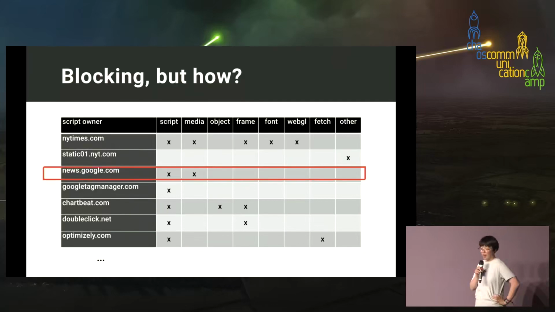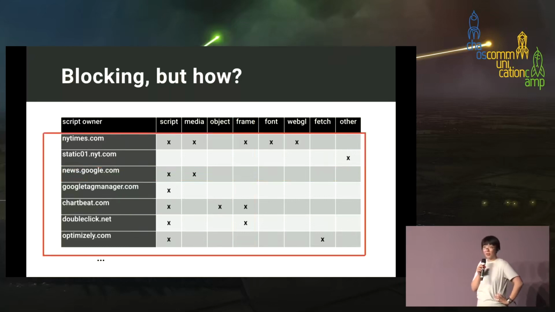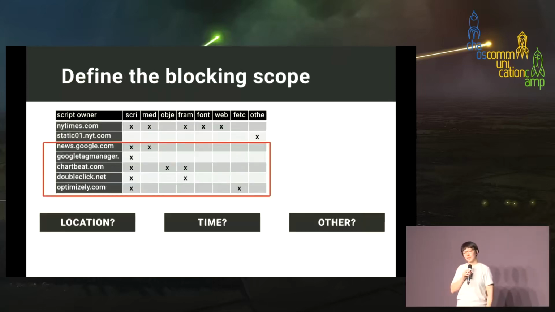So maybe I only want to block everything coming from news.google.com. Maybe I only want to block frames. Maybe I only want to block things that are not first party or affiliated. Maybe I want to allow everything or nothing because I trust New York Times completely. There are many different ways to carve out this logical space, and it's not clear at all what the most salient ways to do that are.